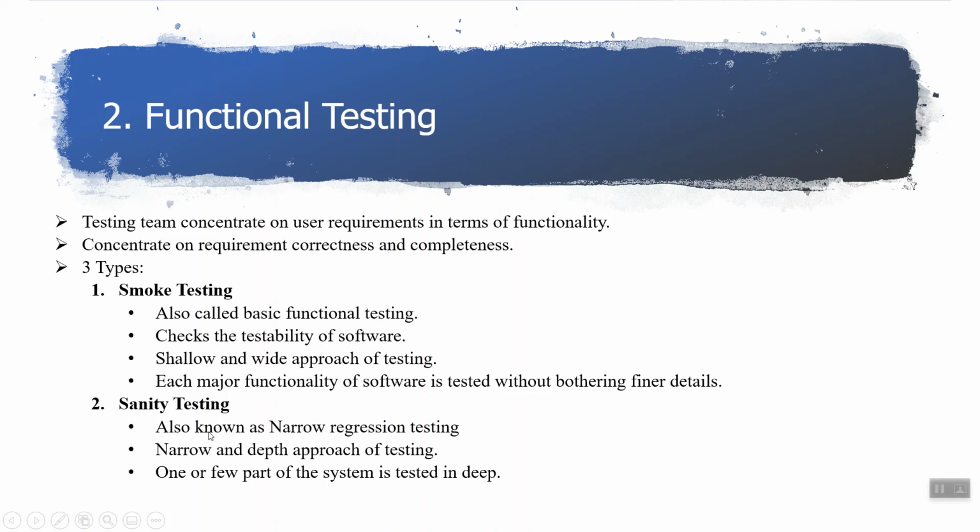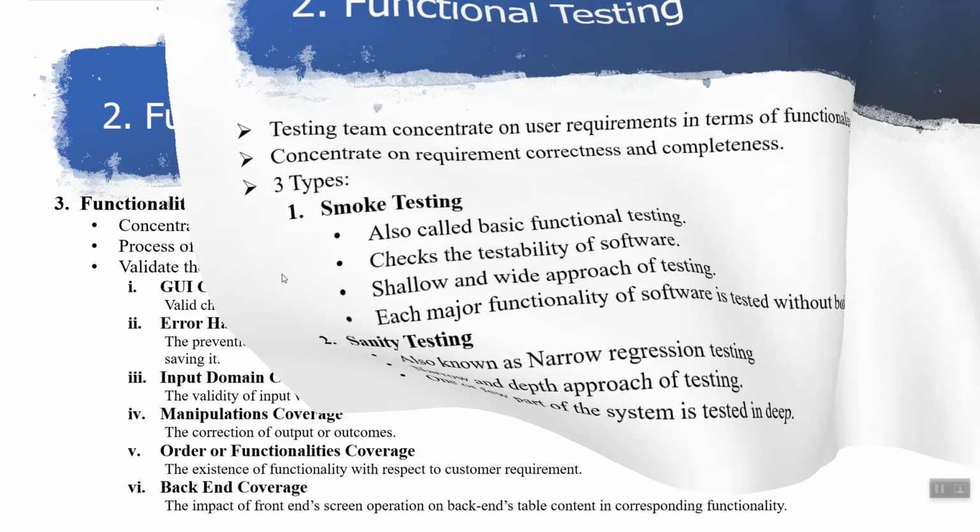The second type of testing is sanity testing. In sanity testing, we also call it narrow regression testing because here we take the narrow and depth approach for the testing. One or a few parts of the system are tested in depth in sanity testing.